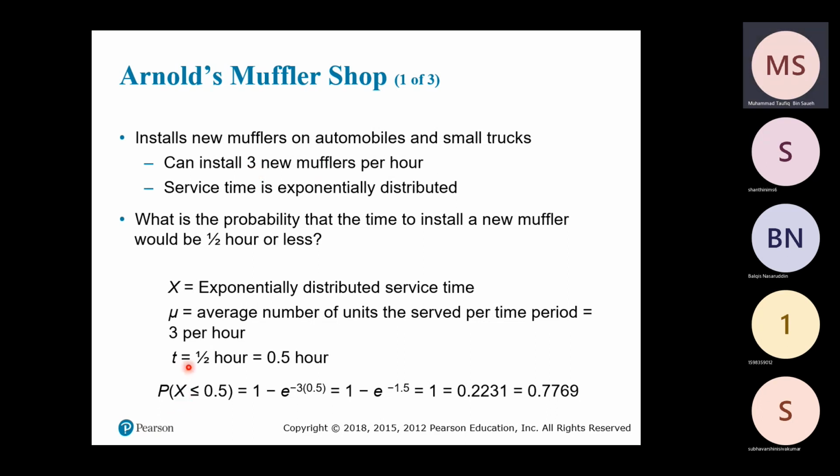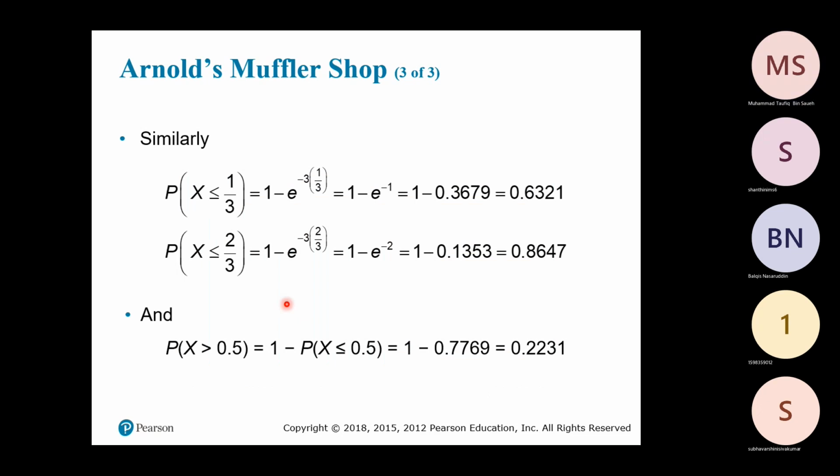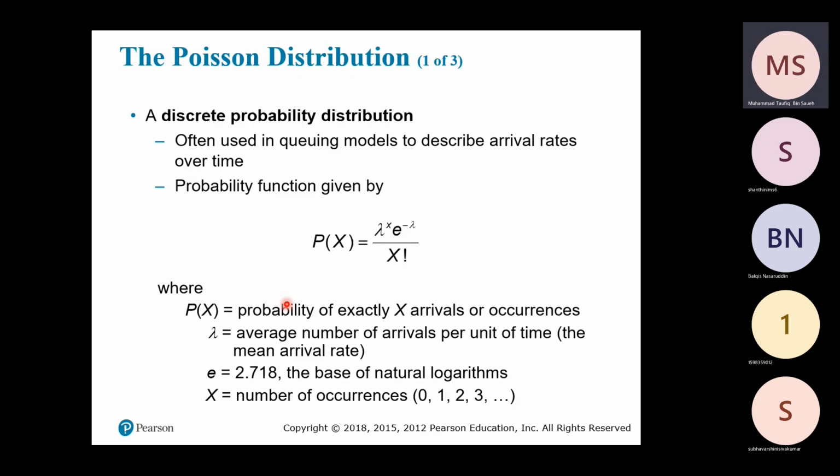The x value is 0.5. To calculate the probability of installing a muffler in less than half an hour, you take 1 minus e to the power of minus 3 multiplied by 0.5. Then you will get 0.7769. So this is how you calculate the probability for the exponential distribution. These are examples of how to use Excel.